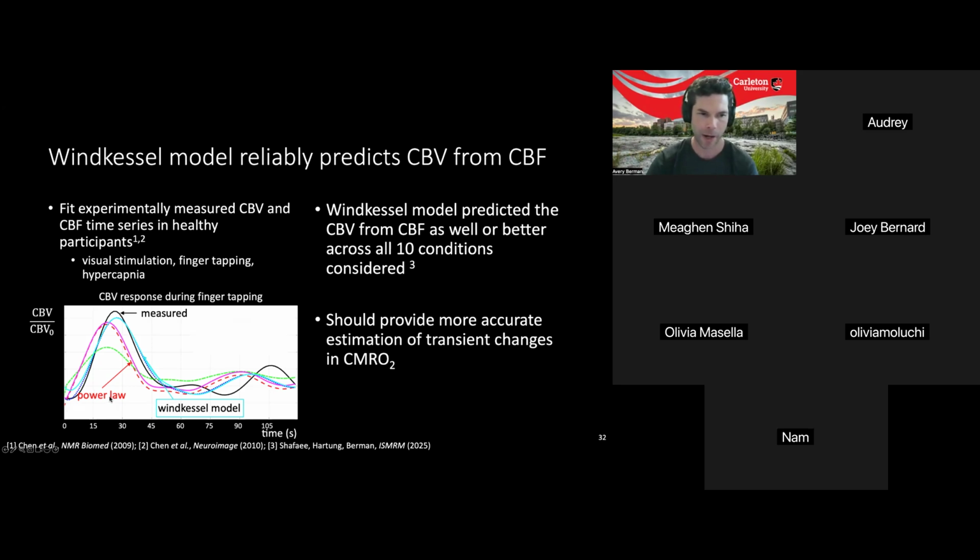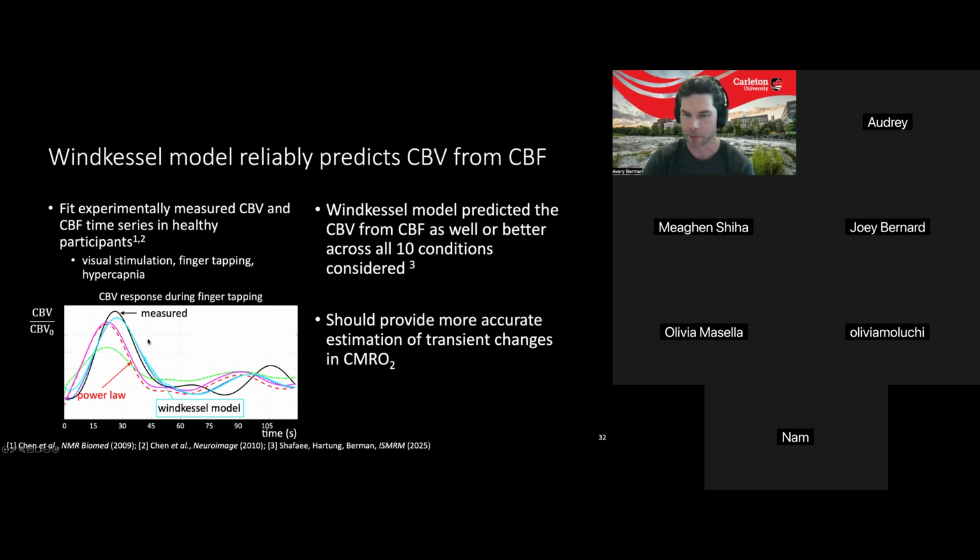And the power law that we started with is this dashed red curve. You can see that it's peaking too early and it's not getting quite the amplitude of blood volume change that we'd need, and really it's kind of leading the actual measured changes. Whereas our Windkessel model comes up much higher, closer to the measured blood volume changes, and is no longer lagging the measured data to the same extent.